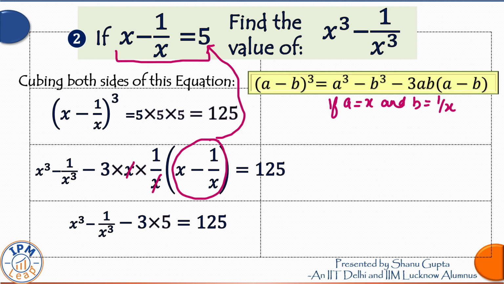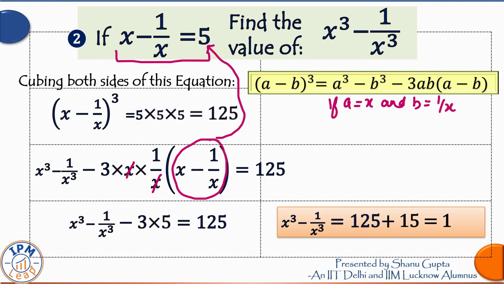Let's simplify. x cube minus 1 by x cube will be equal to, and we transfer everything else to the right hand side, the signs get changed, 125 plus 3 into 5. 125 plus 15 is equal to 140. So that's the value of our required expression. x cube minus 1 by x cube is equal to 140.